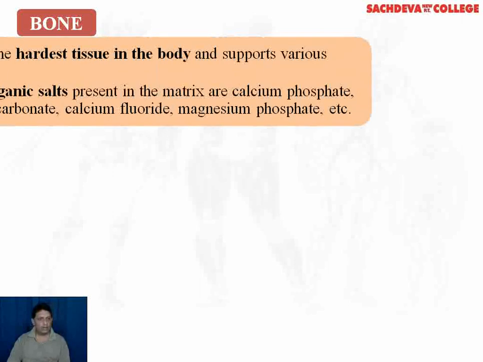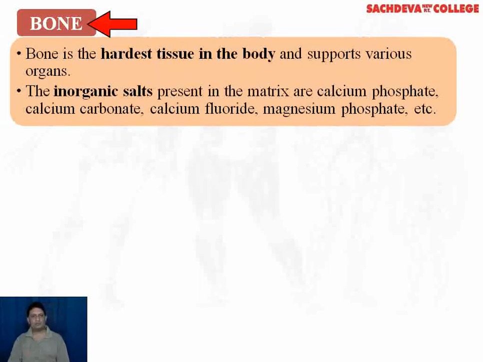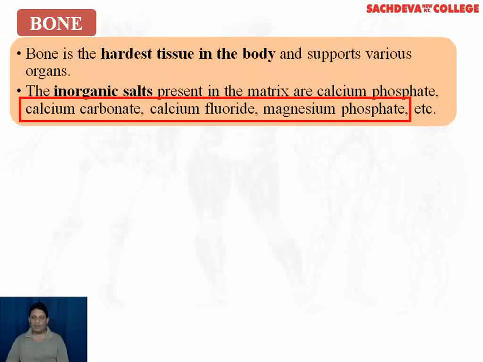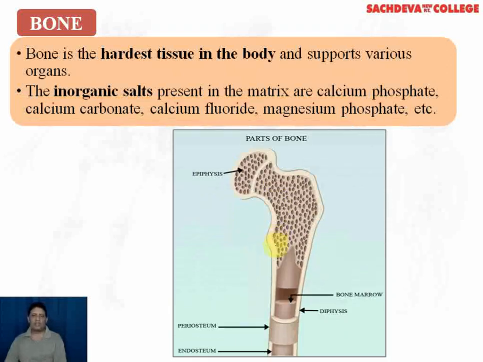A strong connective tissue is the bone. It is the hardest tissue of the body. The inorganic substances present are calcium phosphate, calcium carbonate, calcium fluoride, magnesium phosphate, etc. In the diagram, you can see various parts of the bone. This is the epiphysis. Epiphysis contains more of organic substance and less of inorganic. And this is the growing part of the bone. The diaphysis is the main part of the bone. It contains mainly inorganic substances.